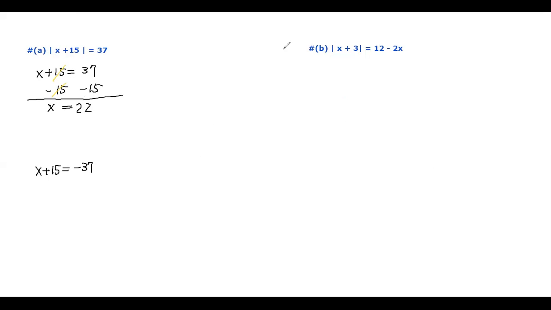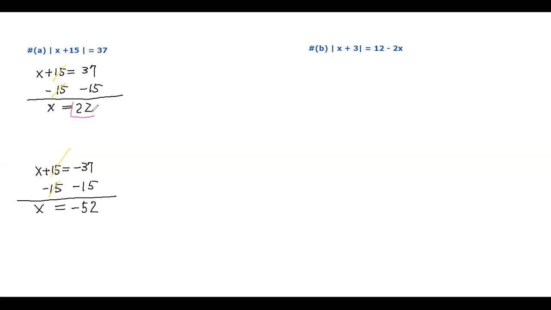Now let's take a look at the next one, because remember, when we break the absolute value, you need to put a negative sign. So I'm still solving the same way: minus 15 on both sides. The 15s cancel. Now negative 37 minus 15. What is that? Be careful. It's negative 52.